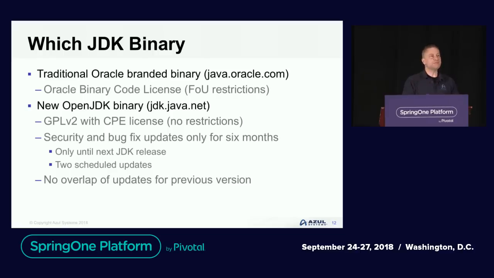The key thing with these binaries is that all of them will only have updates for 6 months. There is no concept of long-term support for the OpenJDK binaries that Oracle are producing. So there's 2 scheduled updates for each one, and most importantly, there's no overlap of updates. So you don't get updates for 9 or 10 whilst the next releases come out. You have to just basically say, okay, when 11 comes out, that's it for updates to 10.